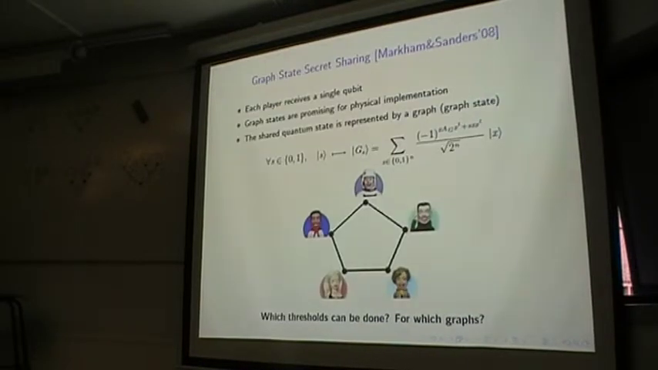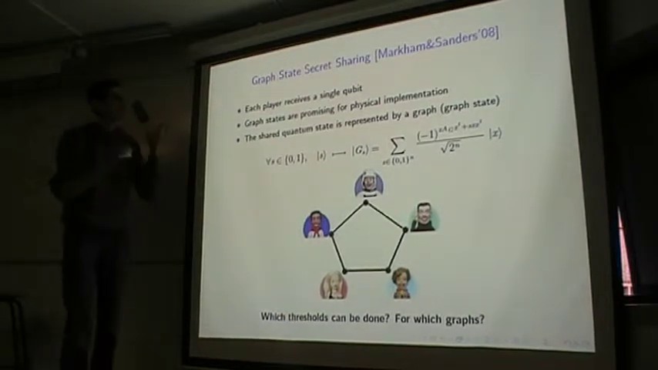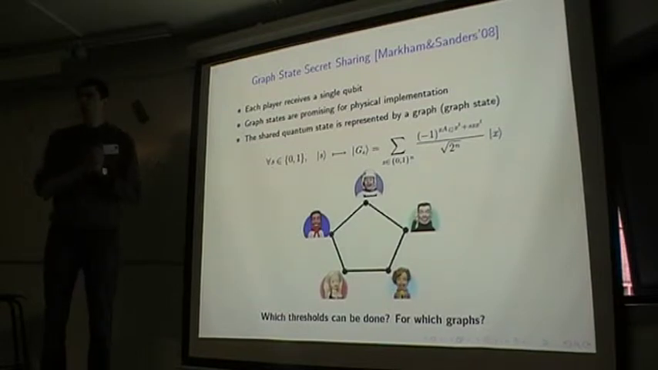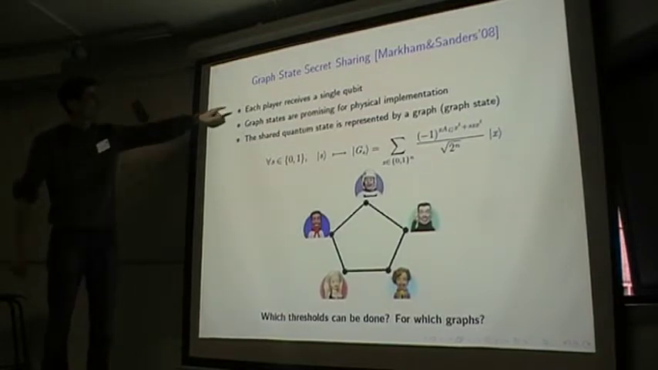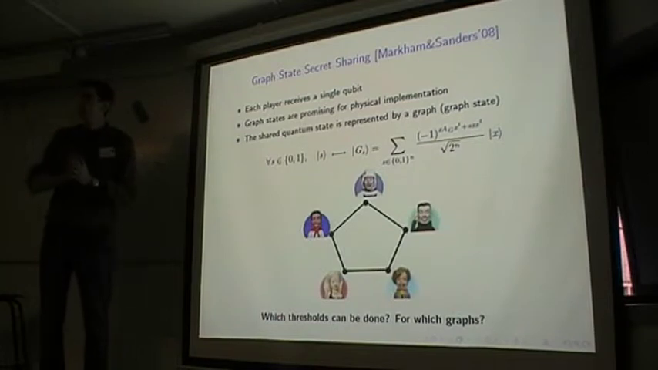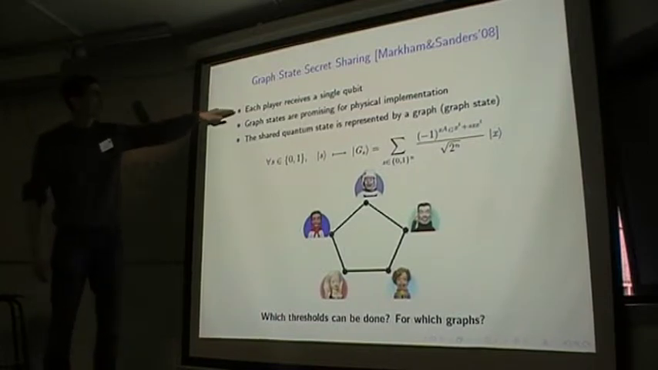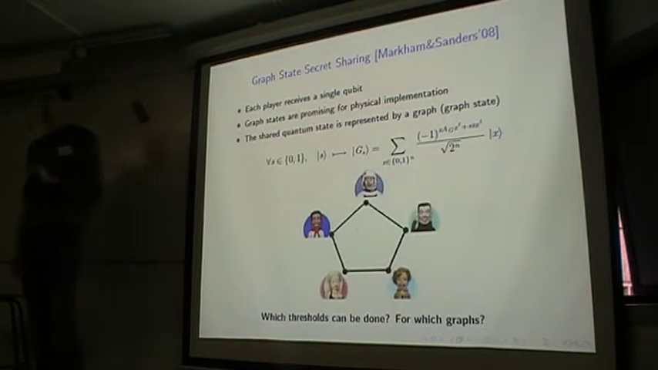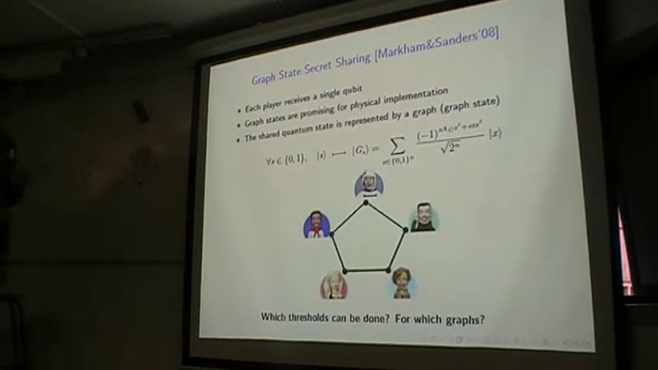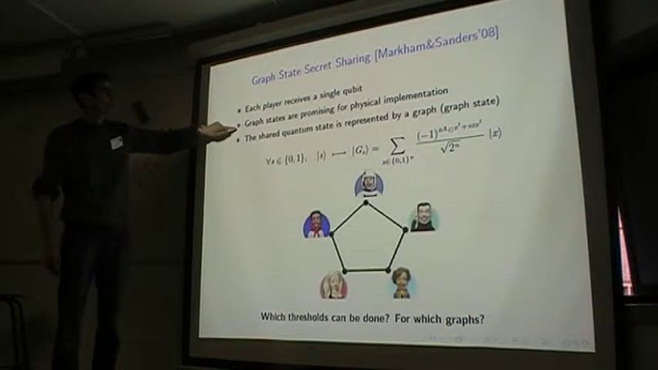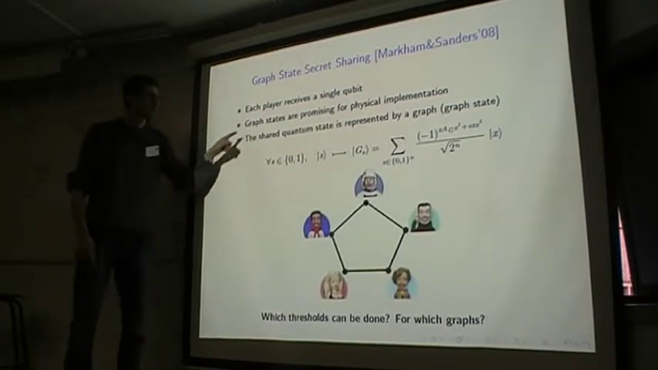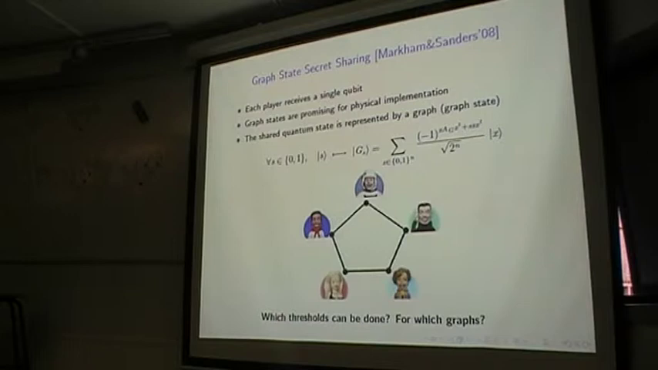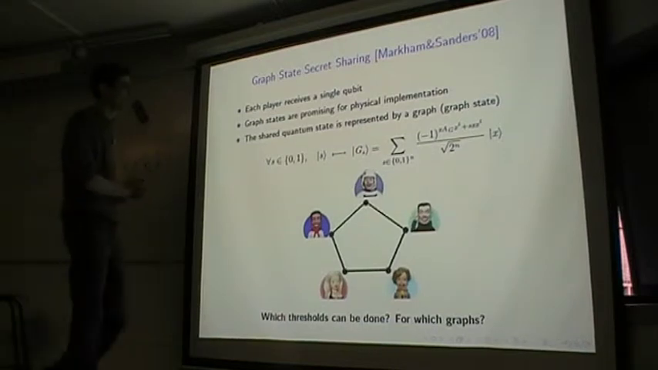So the approach of Markham and Sanders is to consider secret sharing schemes with graph states, with the following constraints. The first one is that, to avoid the size of the share increasing, we force each player to have a single qubit. Each player has a single qubit, and the state shared by the players is a graph state. And the good news is that graph states are promising for physical implementation, so it's a good assumption somehow.